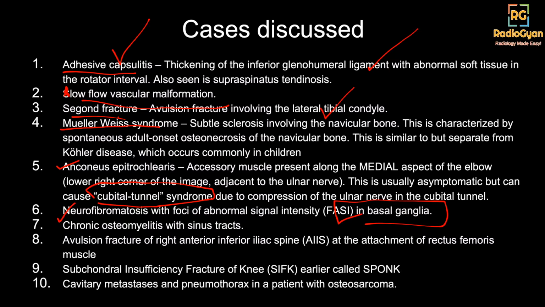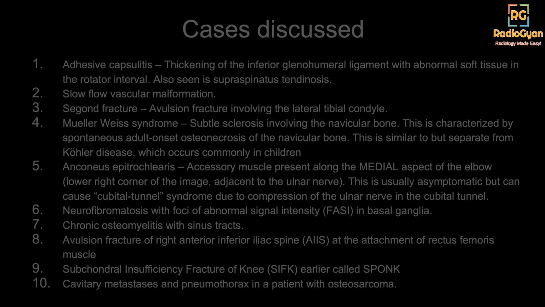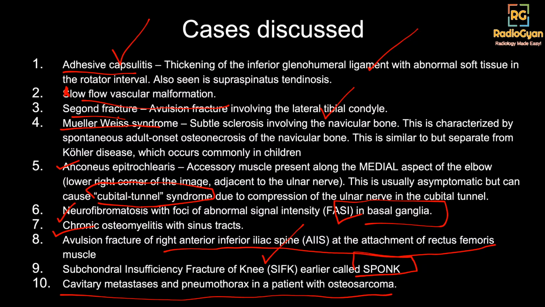We discussed the pathophysiology of chronic osteomyelitis. We discussed various avulsion fractures of the pelvis. We discussed what is a SIFK and why we should not be calling it SPONK, and lastly cavitatory mets and pneumothorax in a patient with osteogenic sarcoma. If you have any doubts about any of the cases, we can talk about them, and hopefully you learned a couple of new things in today's lecture.